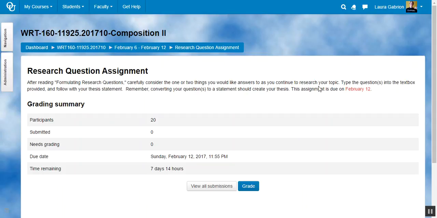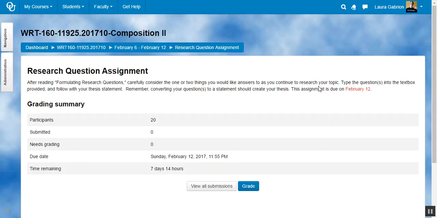I want you to type the question or questions into the text box and then follow it with your thesis statement. Many times, if you convert the question, or you combine those questions into one and you convert it into a statement, that in essence is your thesis statement.